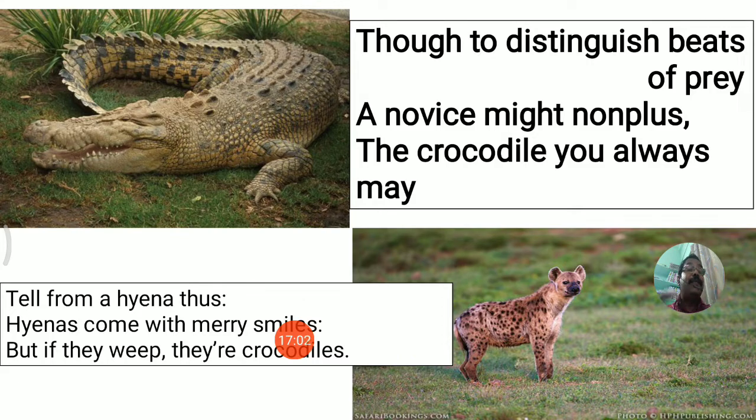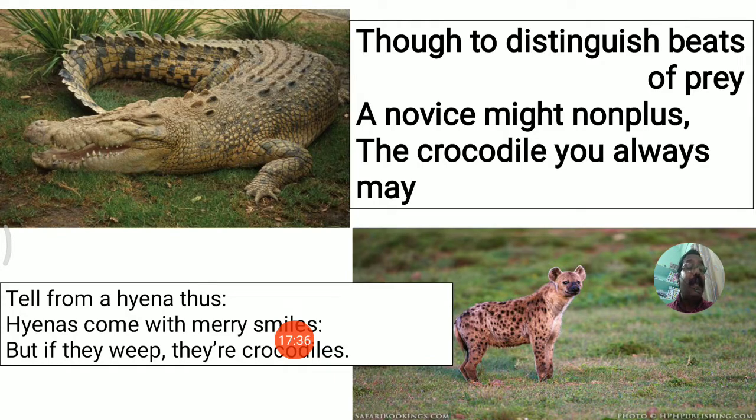Actually, there is a grammatical error in that line. A novice might get nonplussed. So that should be the correct usage, grammatically correct usage: a novice might get nonplussed, instead of a novice might nonplus. A novice is not confusing anybody, but instead he gets confused himself, right? So a novice might get confused to identify, to distinguish a crocodile from a hyena. So he doesn't have any idea about how a crocodile looks and how a hyena looks.